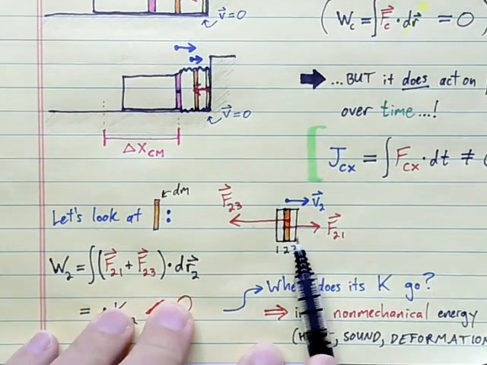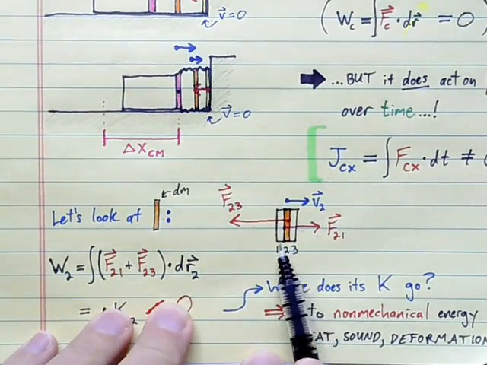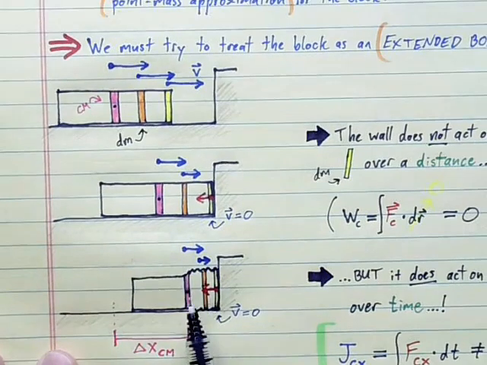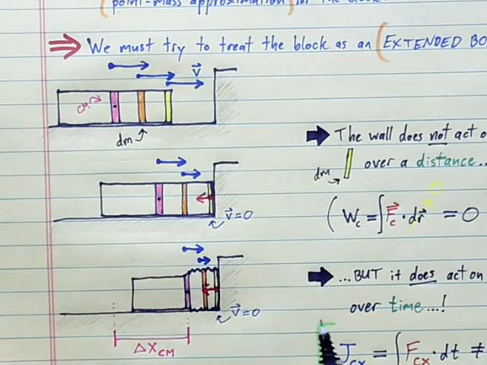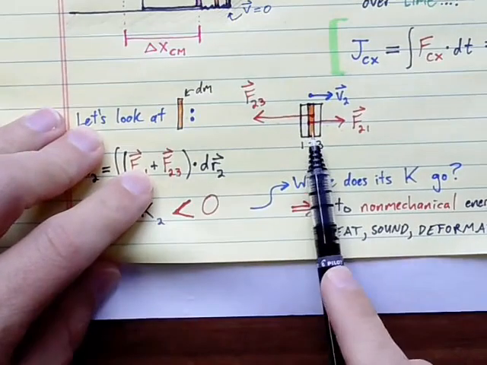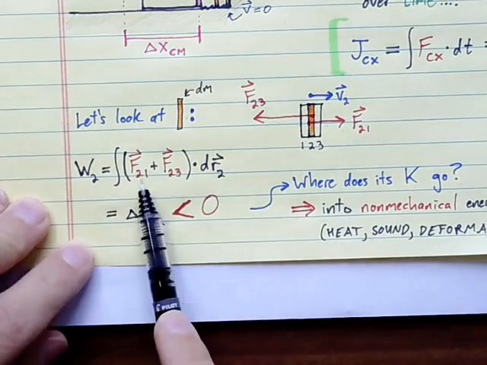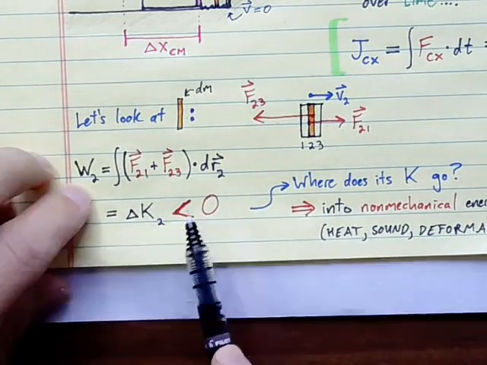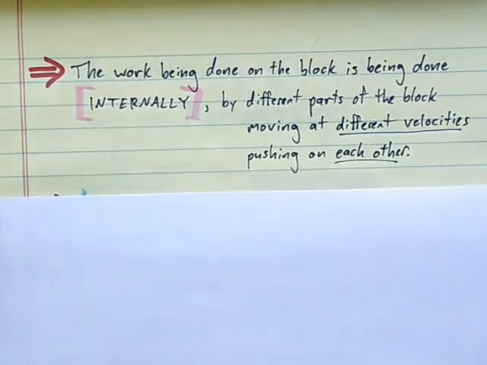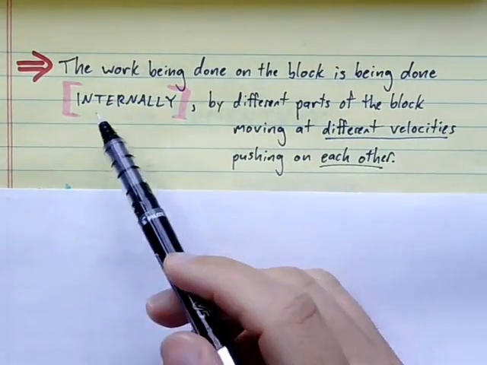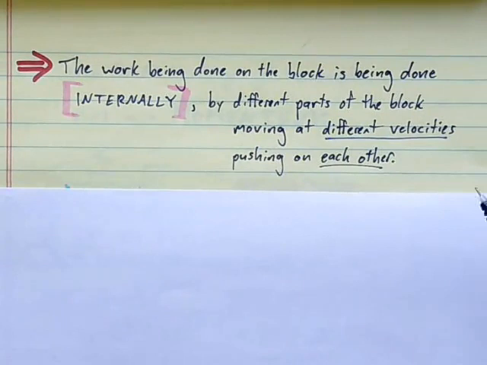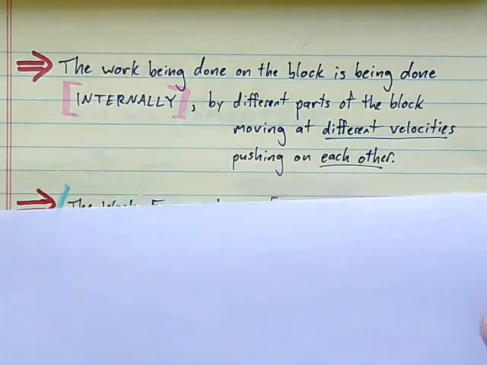With this piece of block pushing on that piece of block and pushing on that piece of block, each little piece will have a slightly different velocity. That's why it's scrunching up here. So the pieces are moving, each little piece is moving at different velocities. So these forces will be acting over distances. So these forces acting over distances, there's where the work is happening. It's internal, inside the block itself, like an internal friction converting the kinetic energy of the block into heat.